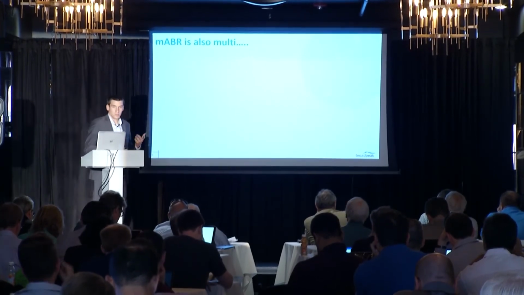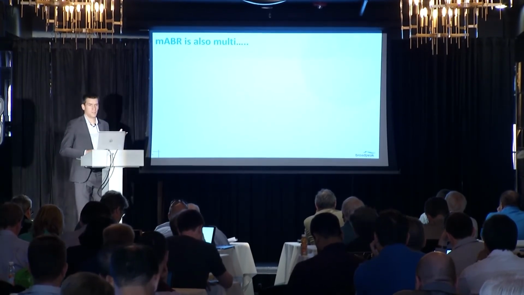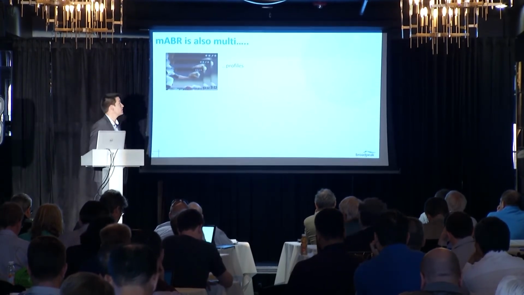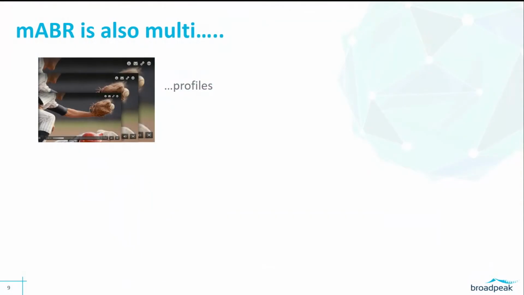But what we don't want to lose are the features that we have in ABR streaming. We have multiple profiles, and with multicast ABR we still need this multiple profile mechanism. We need to change the profile related to the resolution, the size of the screen, and the Wi-Fi capacity, for example, which could decrease at some point. This is what we have to have.